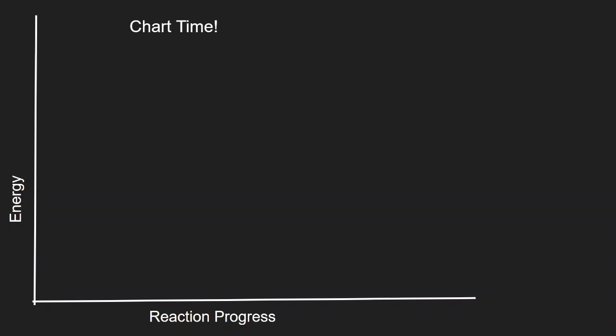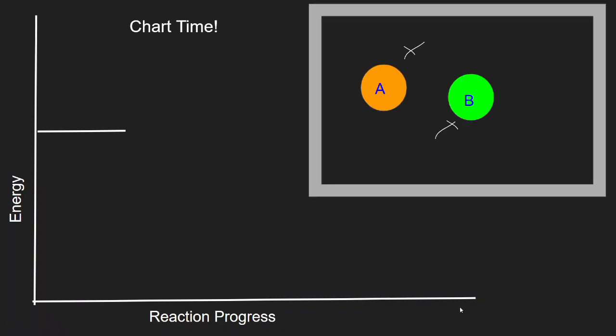We're going to be showing the reaction over here, and we're going to be putting on a chart the energy and the reaction progress. So to start off, at the very beginning of the reaction, we have our energy at a certain level. These molecules are moving around as normal at some certain temperature, and we have our molecules A and B. This is our system in which the reaction is going to occur, this box right here.